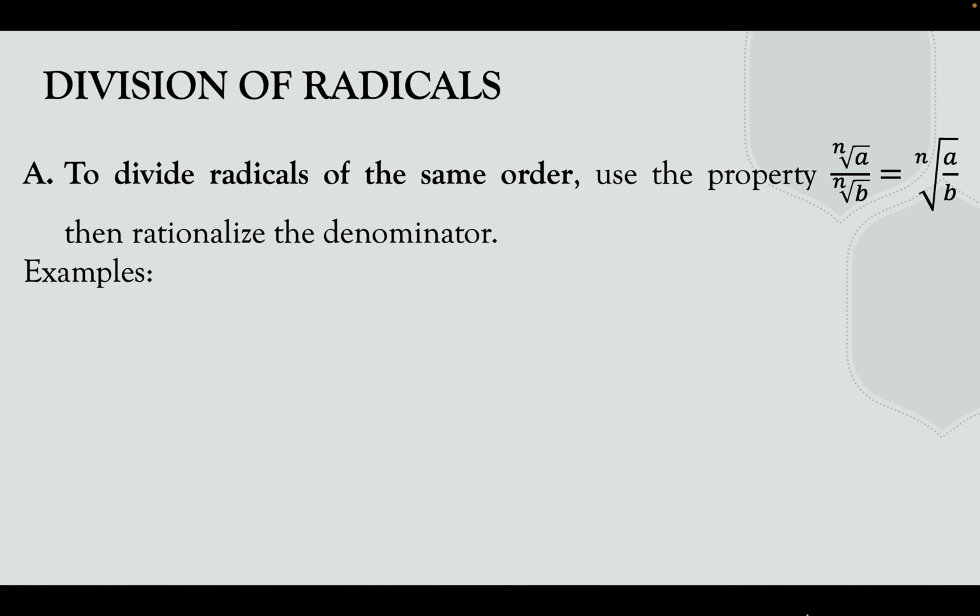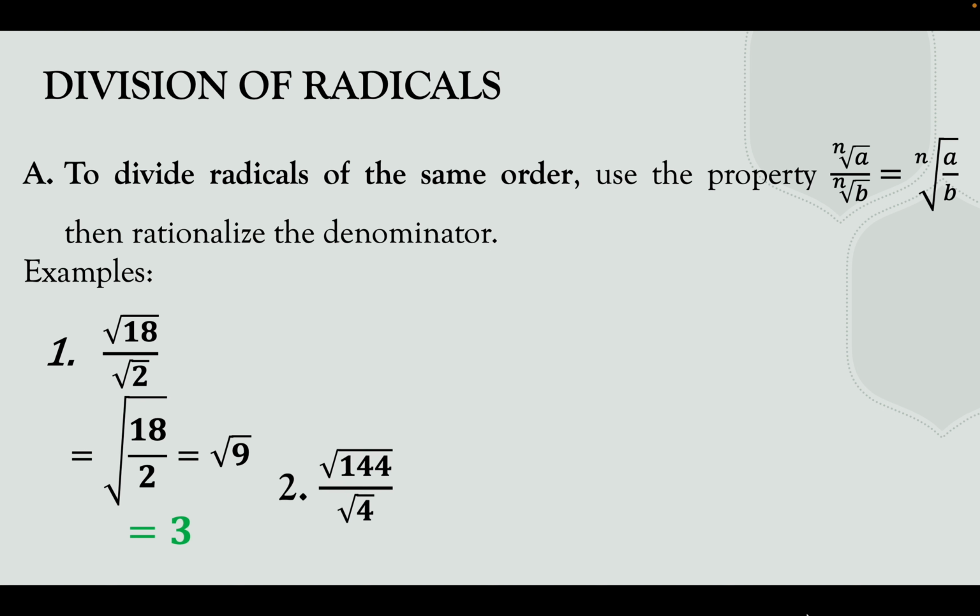To divide radicals of the same order, use the property nth root of A over nth root of B equals nth root of A over B. Then rationalize the denominator. Example 1: square root of 18 over square root of 2. So we have square root of 18 over 2. 18 divided by 2, we have 9. So that means we have square root of 9. The value of square root of 9 is 3.